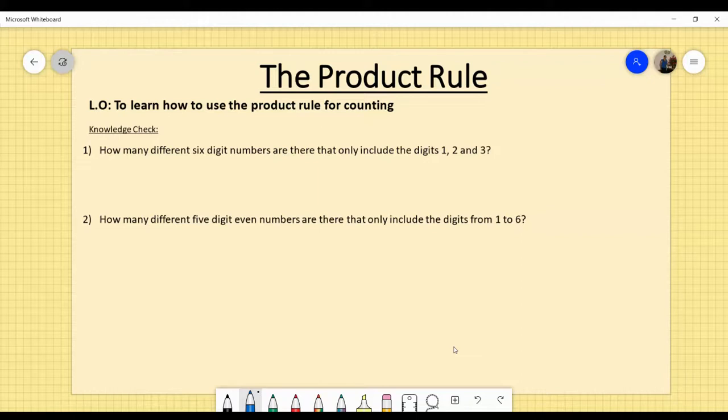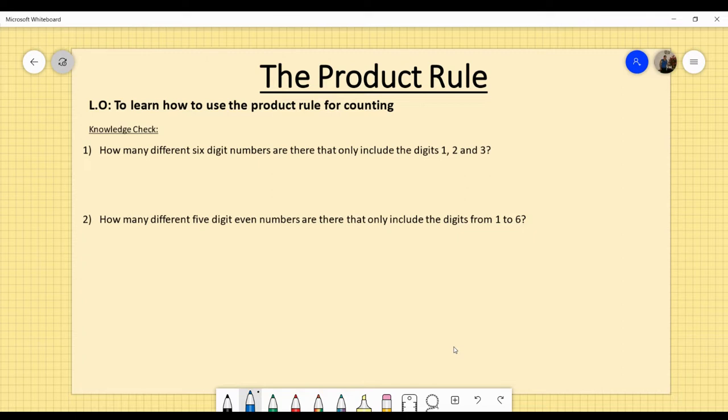So for this part of the lesson, we're going to have a look at how we use the product rule for counting. So it's a way of us trying to quickly work out how many possible combinations of things there could be. So if you have a quick look at the two questions here, give them a try, see what you think you might do to work it out, and then hit play again when you're ready for me to show you how to do it.